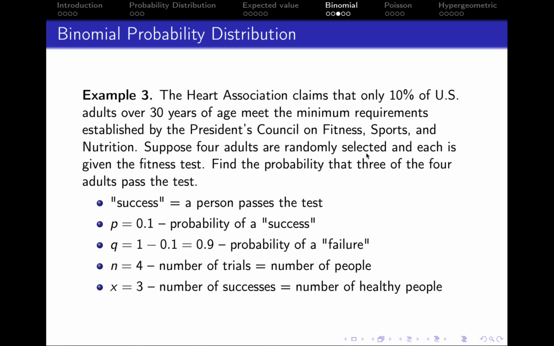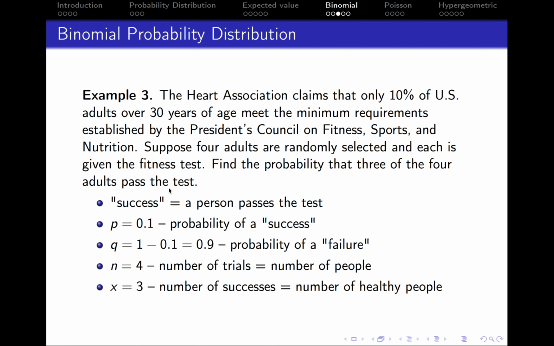Some heart association claims that only 10% of US adults over 30 years of age meet the minimum requirements established by the President's Council on Fitness, Sports, and Nutrition. Suppose 4 adults are randomly selected and each given the fitness test. Find the probability that 3 of the 4 adults pass the test. So first of all, we need to define the success of this experiment, and we can find the information about success in the last question, the probability that 3 of the 4 adults pass the test.